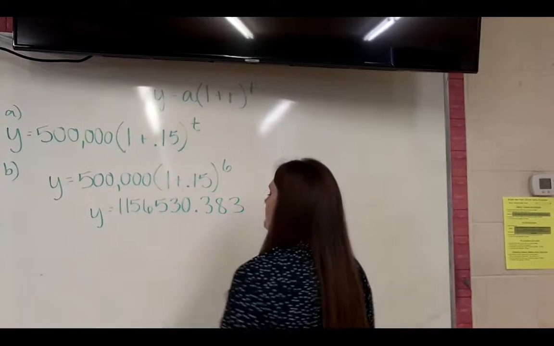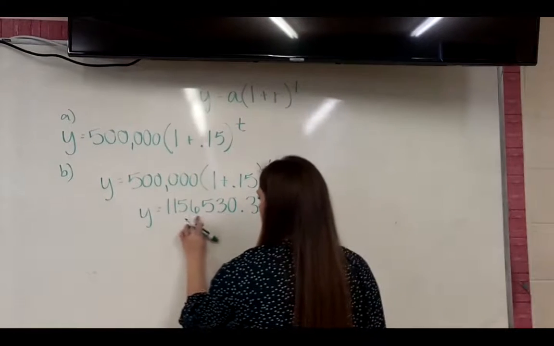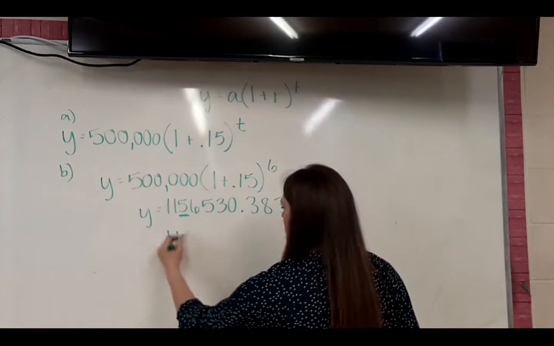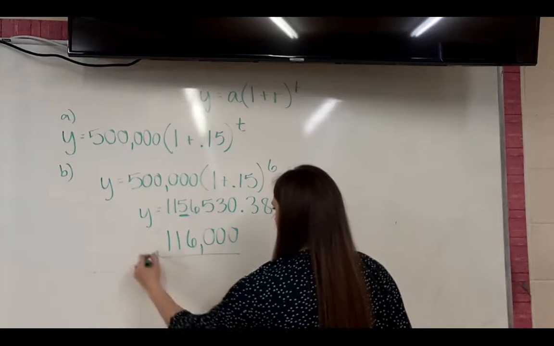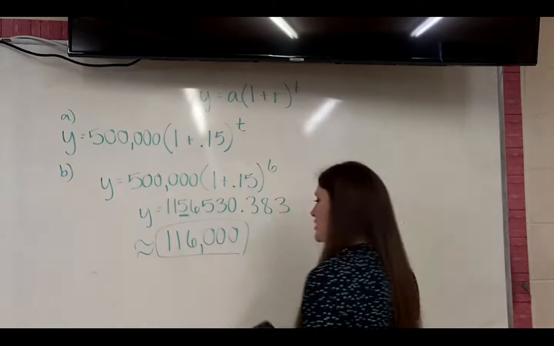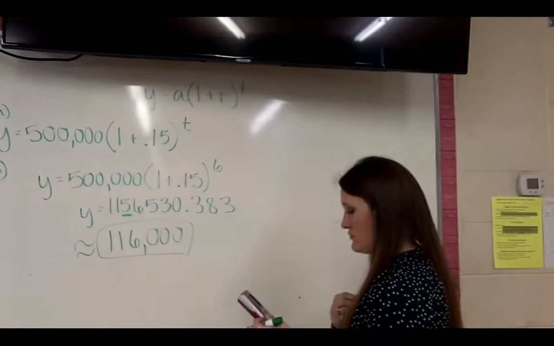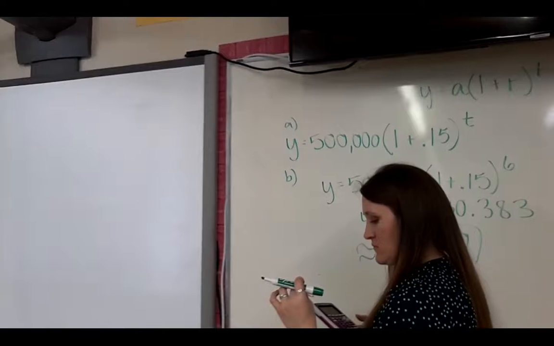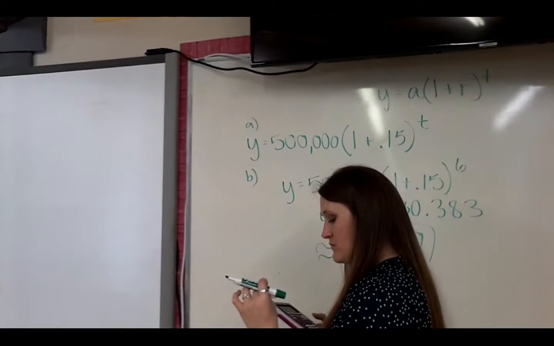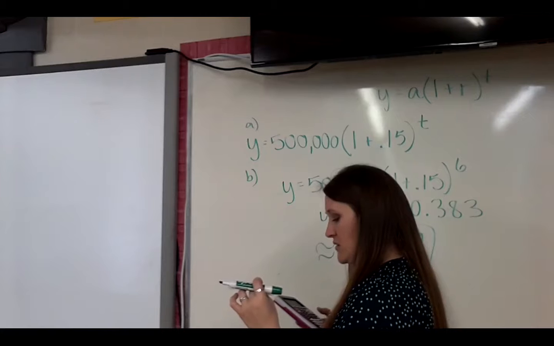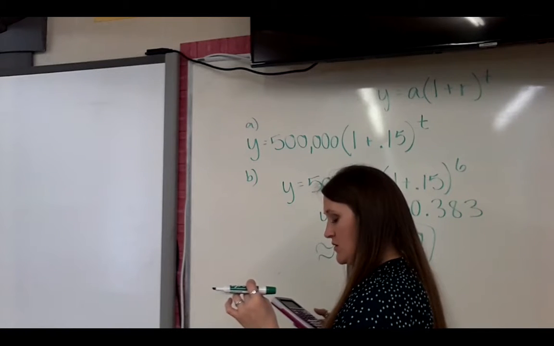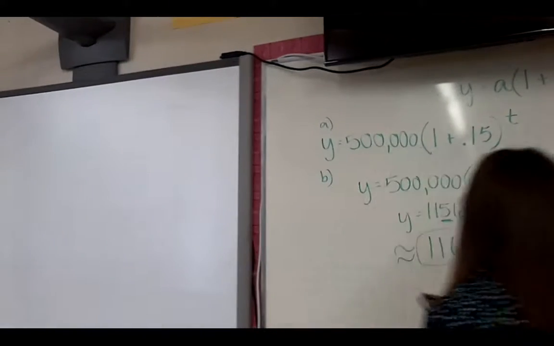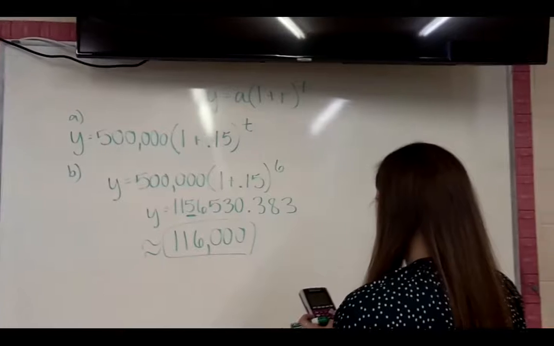0.383. Okay, but it said round to the nearest 10,000. So we've got thousands, 10,000, so we're rounding to this nearest place. 6 rounds up, so that becomes a 6. So it's approximately 116,000. Is that right? Hold on, let me read the question again. How many members will there be in 2022? That doesn't sound right. I felt like it should have increased. Let me see if I added that right.